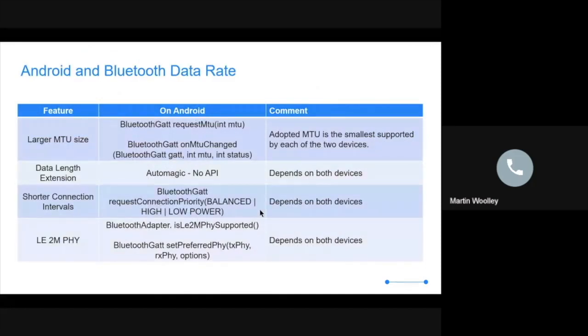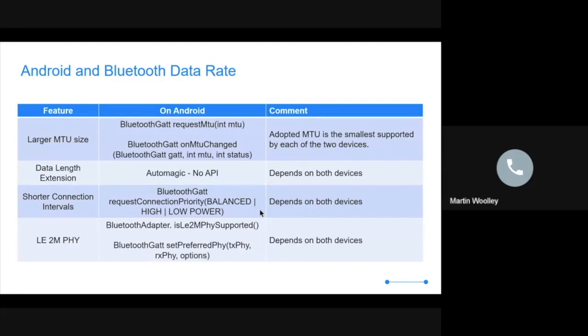So, summary. These are the features, the variables that will govern the data rate that you can achieve. Larger MTU size is generally good, and you've got an API that lets you request it. You'll get a callback to onMtuChanged that will tell you what the outcome was. Data length extensions are either supported or not. They need to be supported in both devices for them to be available. It'll happen automatically. Nothing for you to worry about there.